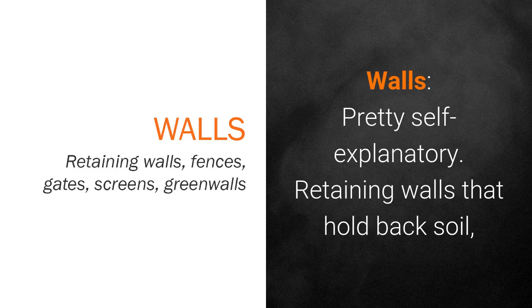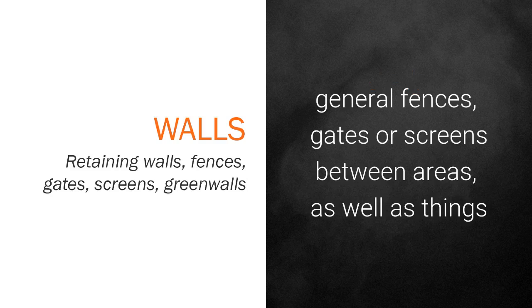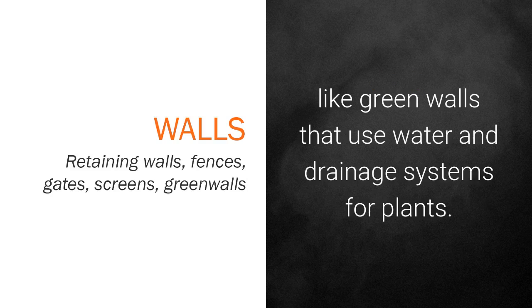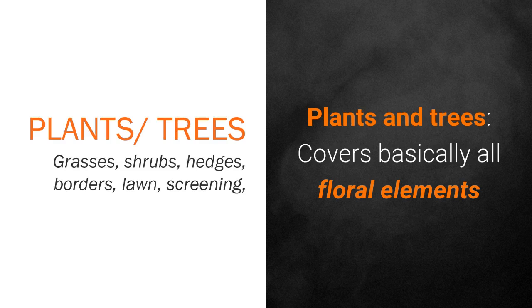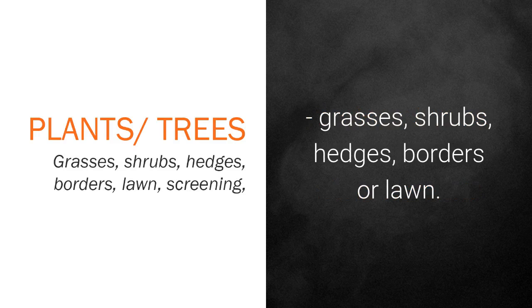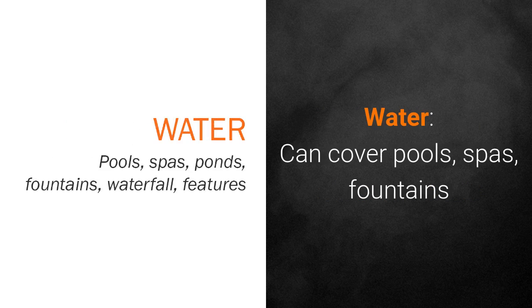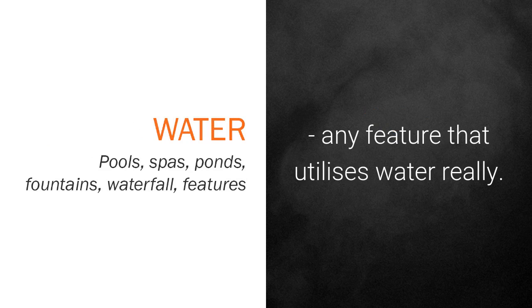Walls. It's pretty self-explanatory. Retaining walls that hold back soil, general fences, gates or screens between areas, as well as other things like green walls that use water and drainage systems for plants. Plants and trees. It covers basically all floral elements: grasses, shrubs, hedges, borders, or lawn. Water can cover pools, spas, fountains, any feature that utilizes water really.